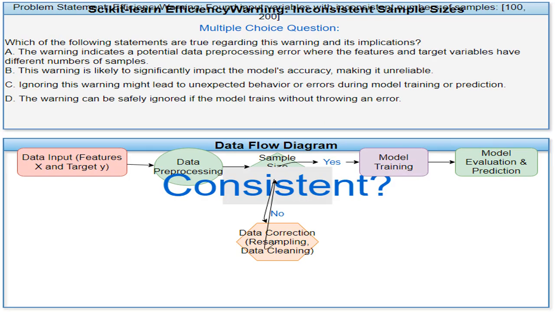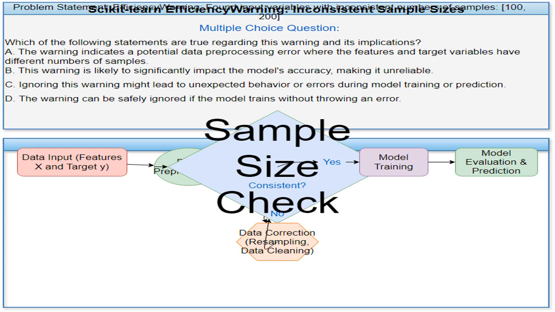If the sample sizes are consistent, yes, then I can move to the model training phase. This is a crucial step. After data pre-processing and checking for sample size consistency, I can finally train my model. If the number of samples matches, then I'm ready to proceed and build a robust model. This is the critical point. Checking for sample size consistency. I need to make sure the feature data and the target variable data have the same number of samples. This step ensures that the model has a consistent set of data to learn from. Inconsistent data can lead to errors during model training.